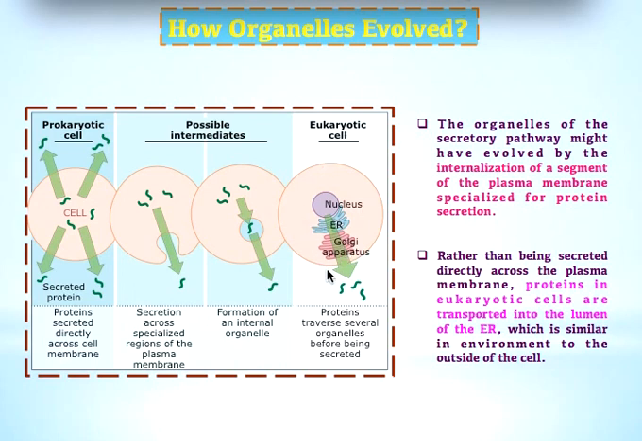Now in the case of eukaryotes, rather than being secreted, these proteins, after they are synthesized in the cytoplasm, used channels, for example the Golgi apparatus, through which the proteins are sorted and targeted to the plasma membrane or even outside the cell.